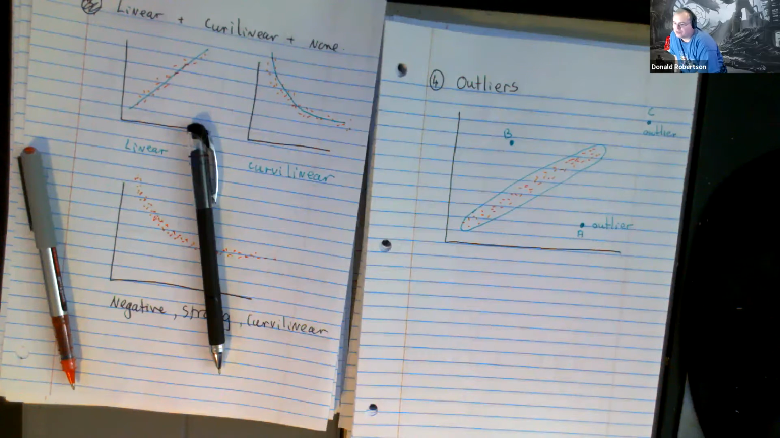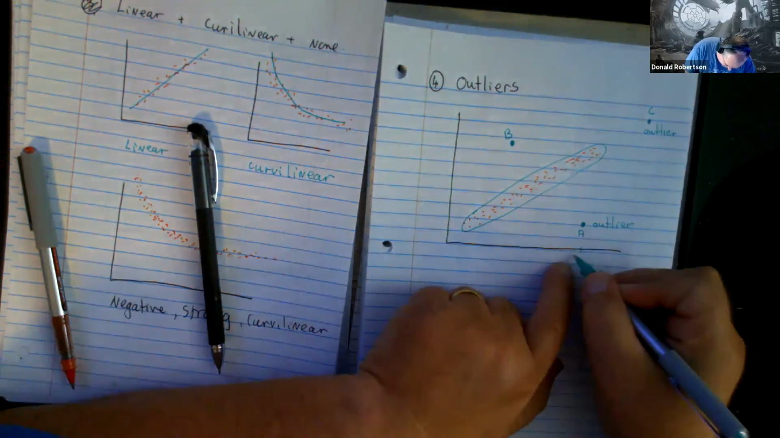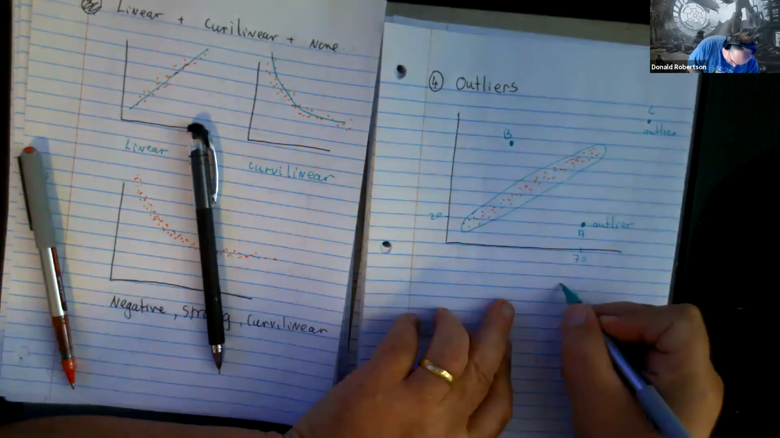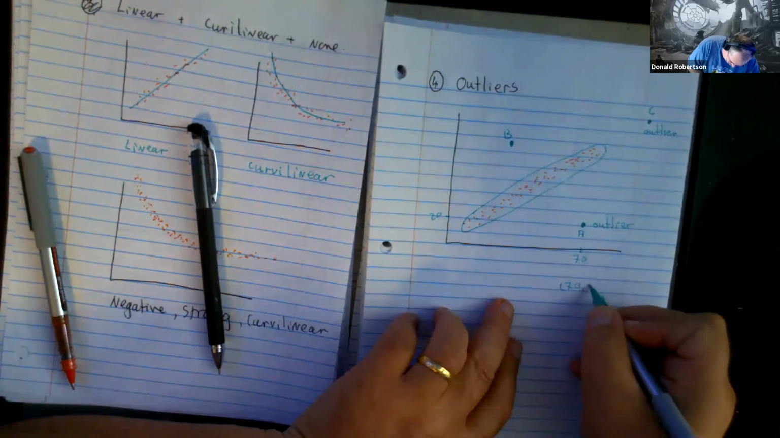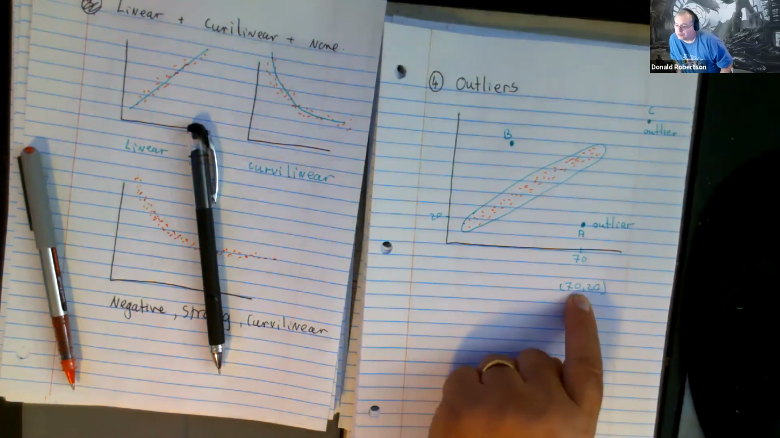In other words, the kind of questions you're going to get are, here is a scatter plot. Can you find any outliers? Now, when you tell someone where an outlier is here, can we pretend that that number is 70 and this number is 20? So you would say there was an outlier at 70, 20. Do you see that you need to give the coordinates of it? Otherwise, people don't know which guy you're talking about.